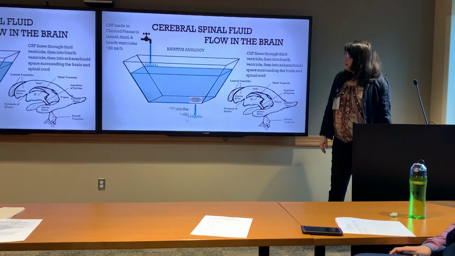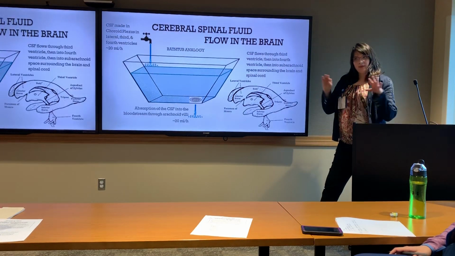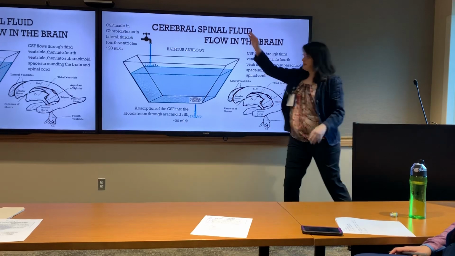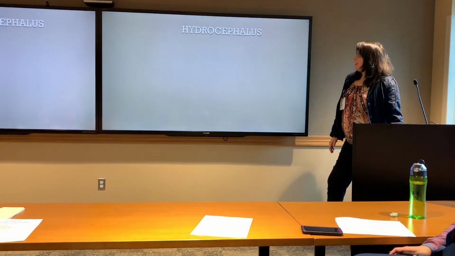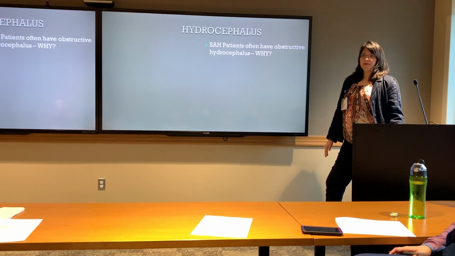And then you absorb about 20 mLs an hour in the arachnoid villi. So the bottom line is this is steady state. You're making 20, you have a certain level, and then 20 comes out. So what happens to subarachnoid patients? Why do they develop obstructive hydrocephalus? Does anybody know why?